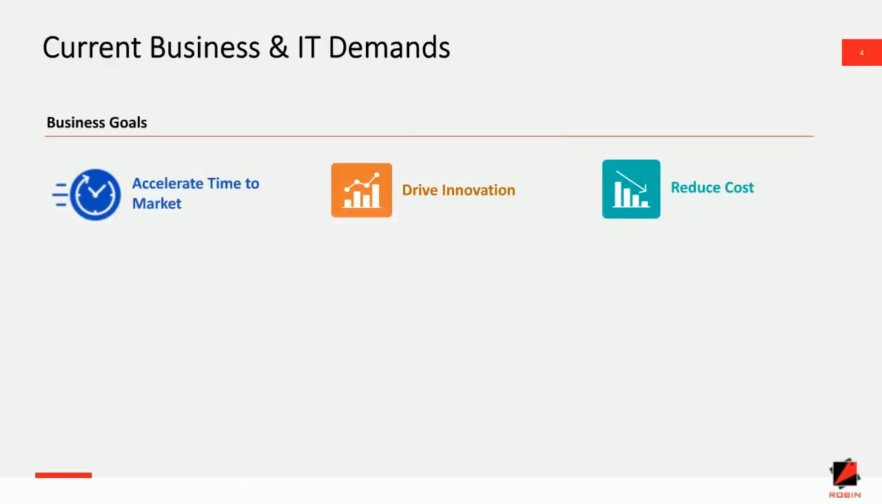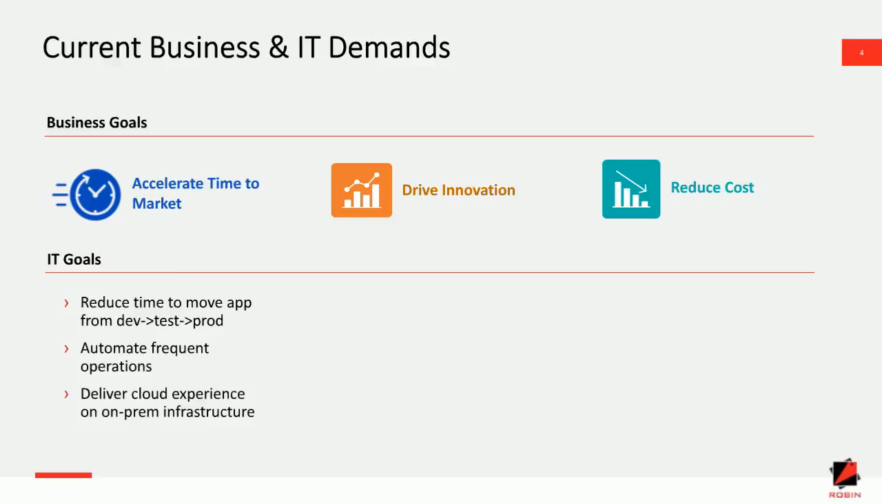So if you look at the changing landscape, if you talk to any business and ask them what their key goals are, they would say we want faster time to market, we want to drive innovation, and we want to reduce cost. Excellent. They all sound great. But what does that mean to IT? Right? I mean, if you're an IT admin, or if you're an application admin, you're wondering, okay, what am I supposed to do here?